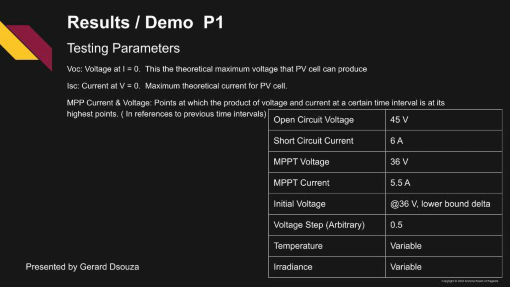The MPPT voltage and current is basically saying once you start the algorithm, you're going to be operating at 36 volts at 5.5 amps. The initial voltage will be starting at 36 volts, basically the lower delta bound for when the MPPT algorithm starts and increases or decreases. And then the voltage step is 0.5 volts, which is basically what we're going to be optimizing for if we want to increment or decrement the voltage. Temperature and irradiance are going to stay variable as needed.